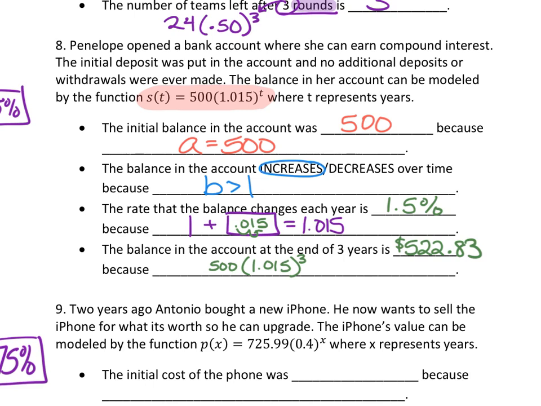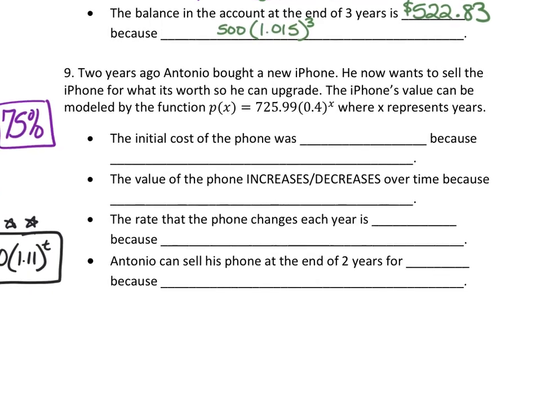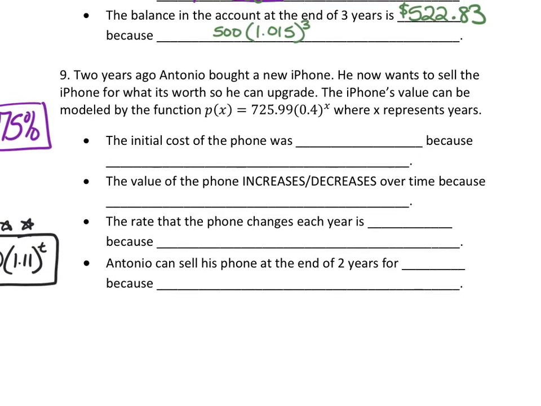Let's see how we do with Antonio. Antonio bought an iPhone and he's trying to sell it back. Can you guys answer all of the questions for Antonio on number 9? Give it a shot. You got it. Let's go.